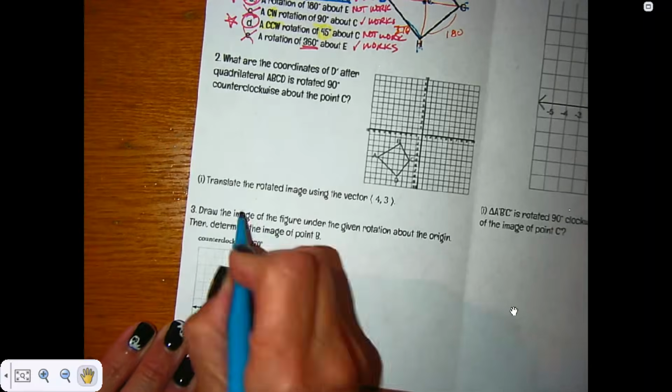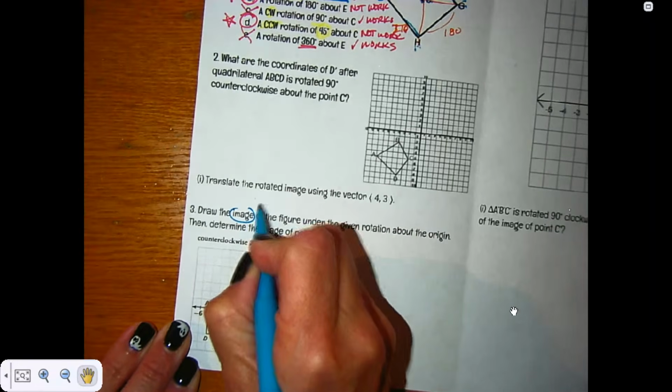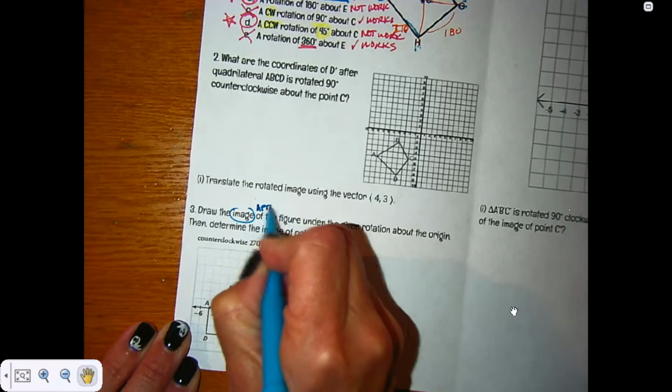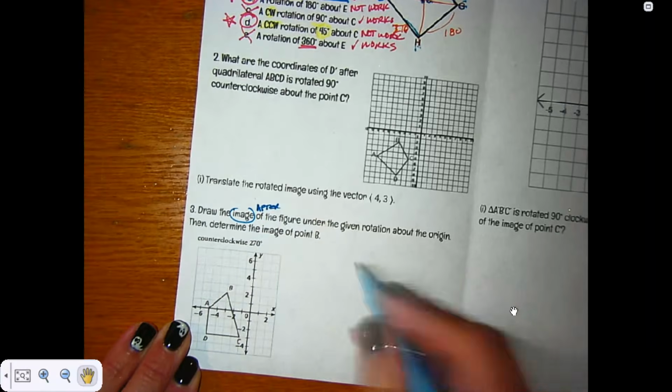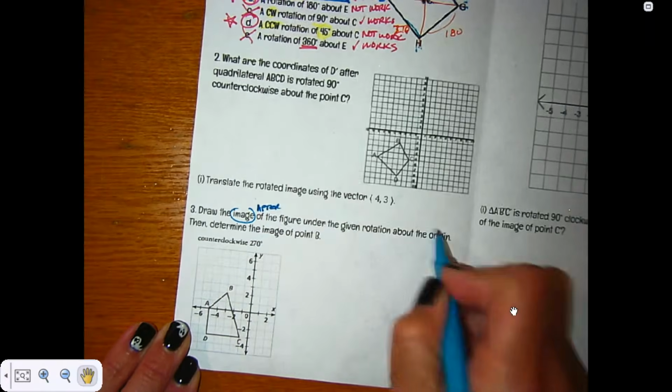Okay, we're going to save number 2 and do that one last. Let's do number 3 down here. All right, number 3, it says, draw the image of a figure under the given rotation. So remember, the image is the second one. This is the after, right? So we want to draw the after under the given rotation about the origin. Origin's important because that means we can use our rules, easy peasy lemon squeezy, right?